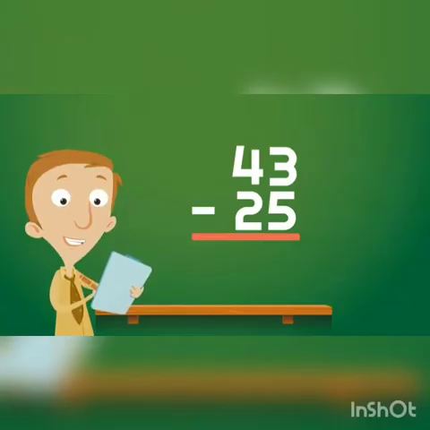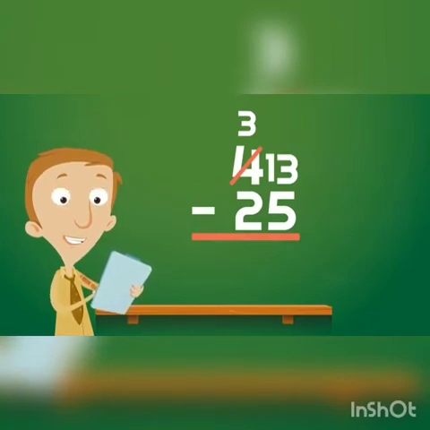So, we borrow 1 from the tens column. What is 4 minus 1? Yes, 3. Then we put that 1 in front of the 3 in the ones column, making it the number 13. Then we just follow the process, subtracting the ones column first. What is 13 minus 5?